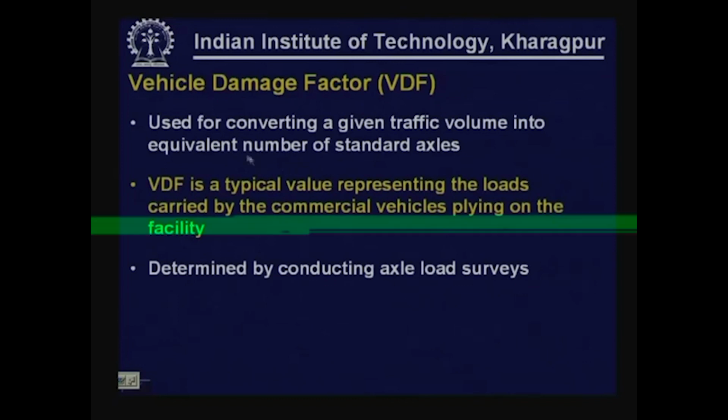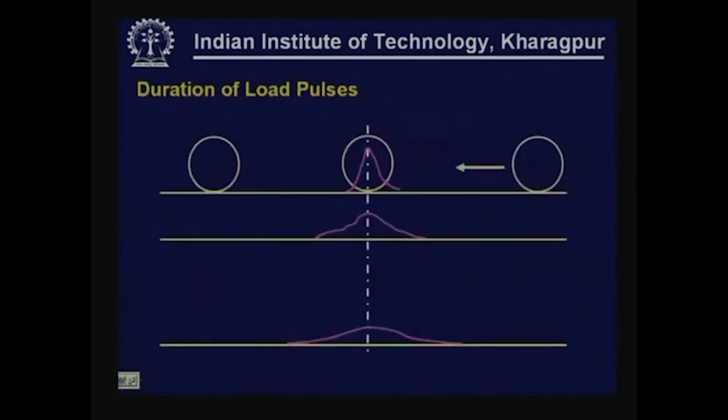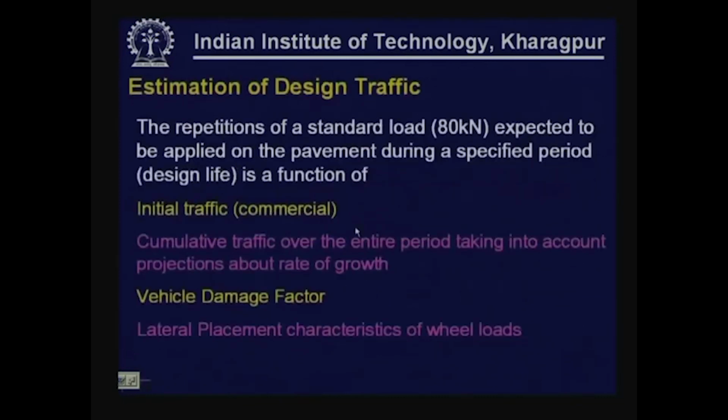So, this was discussed. If we can get information on vehicle damage factor, which can be determined by conducting axle load surveys, we can convert the commercial vehicles into equivalent number of standard axles. We also take speed into consideration at times. This is important for selecting appropriate material properties at any given location on the pavement.